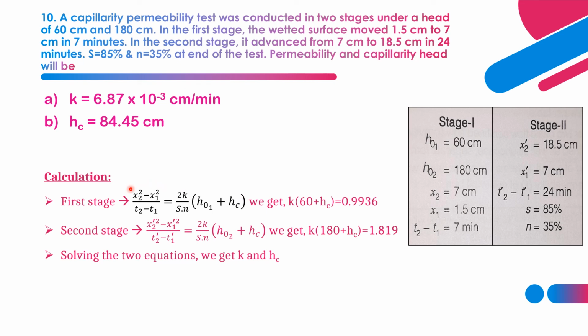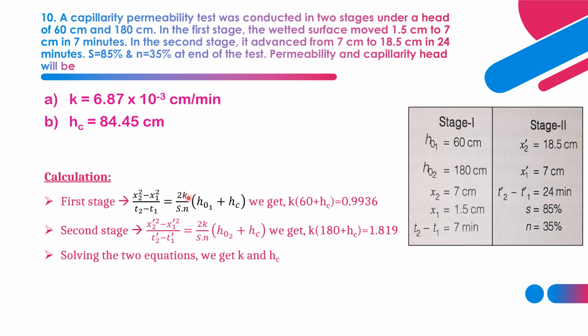We have this formula in the capillarity permeability test. We have to follow this, simply substitute all the given data to get an equation like this, and in the second stage also substitute the given data to get another equation. By solving these two equations we get the answer for K and HC. So we shall see the equation now. X2 square minus x1 square divided by 2 into t2 minus t1 is equal to 2k by sn into h01 plus hc. So we know x2, x1, 7, 1.5, t2 minus t1 is 7 minutes, and 2k by sn.